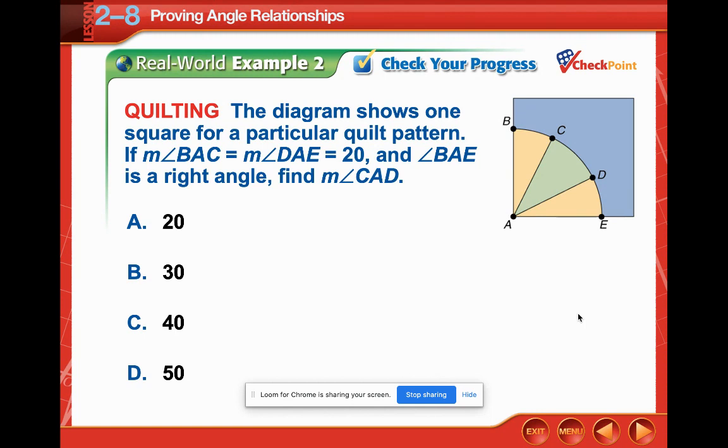All right. Hopefully you're able to solve this one on your own. The diagram shows one square for a particular quilt pattern. If measure of BAC equals measure of DAE equals 20, and measure of BAE is a right angle, find the measure of CAD. Hopefully you managed to solve this for 50.